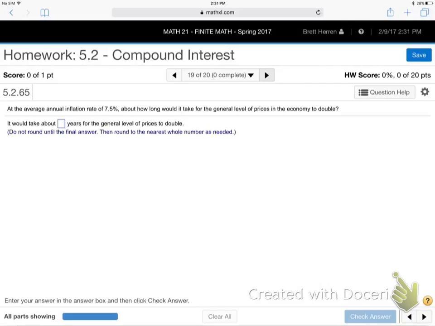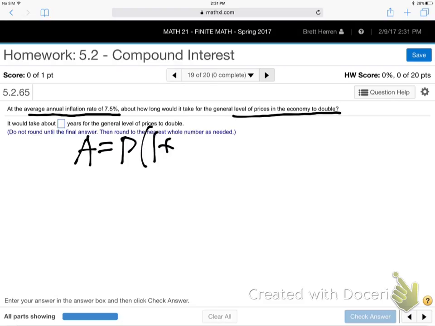Okay, so annual inflation 7.5%. How long will it take for all the prices to double? So if inflation is 7.5%, how long will it take for all the prices in the economy to double? Inflation is basically compound interest. It's the same thing, so we just use the same formula. A = P(1 + r/n)^(nt). Same formula.